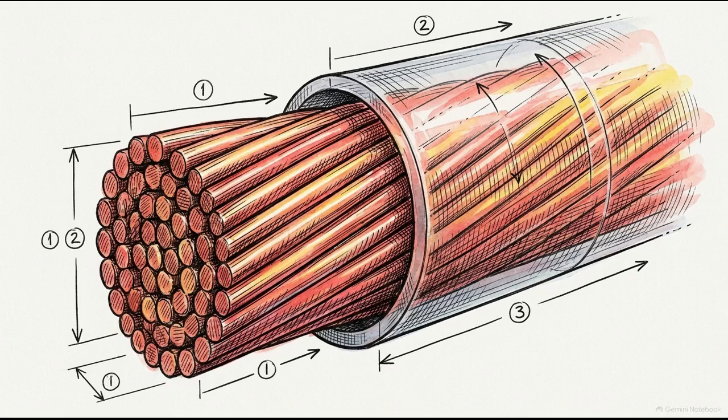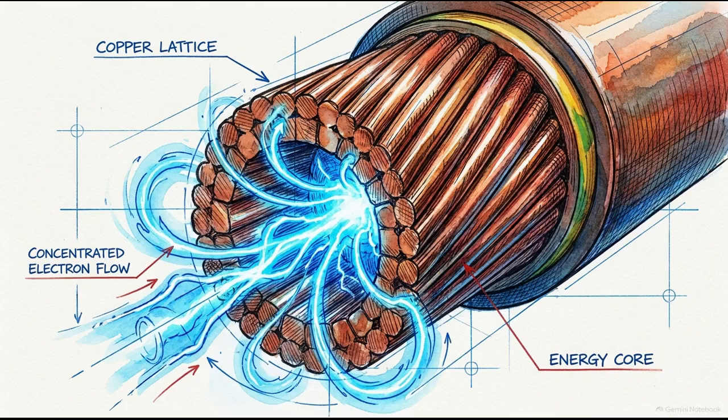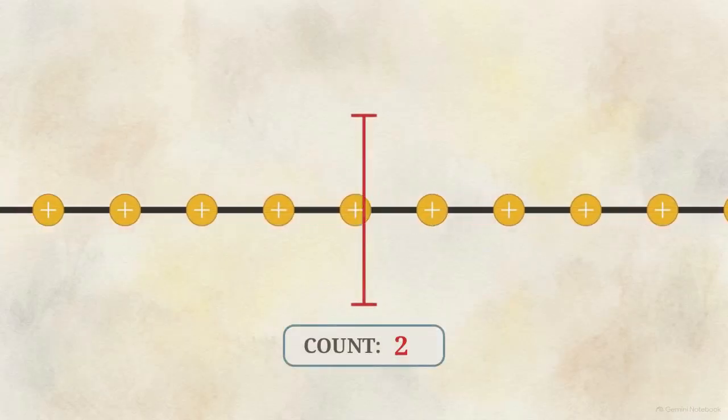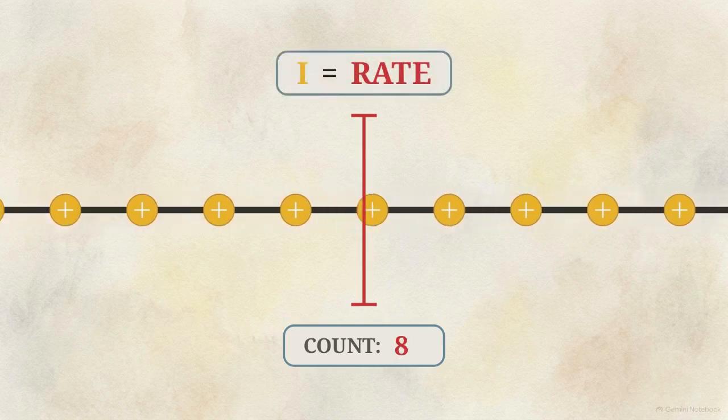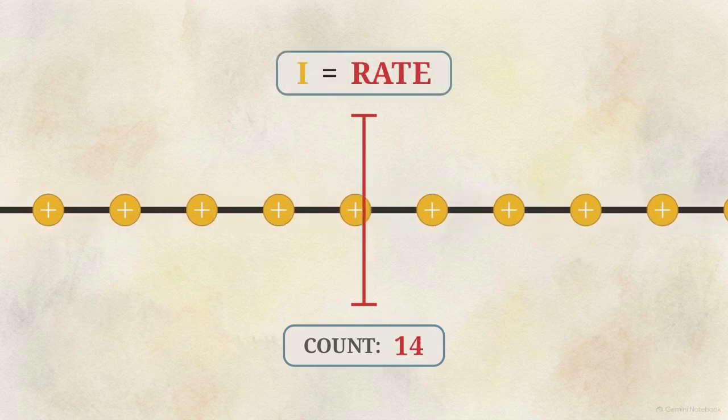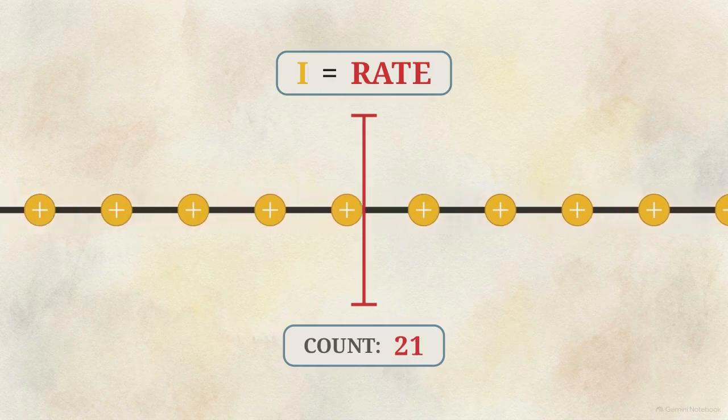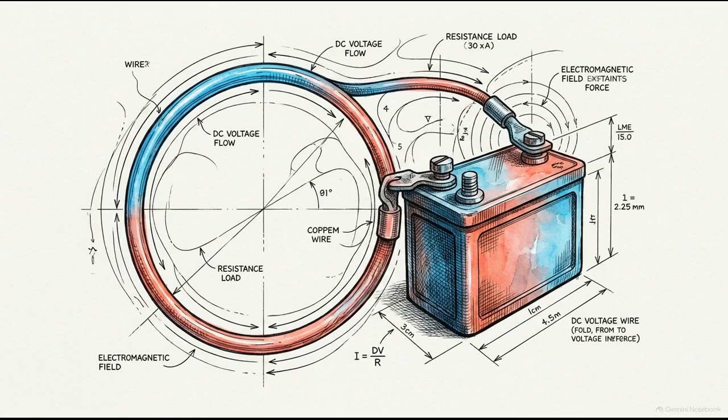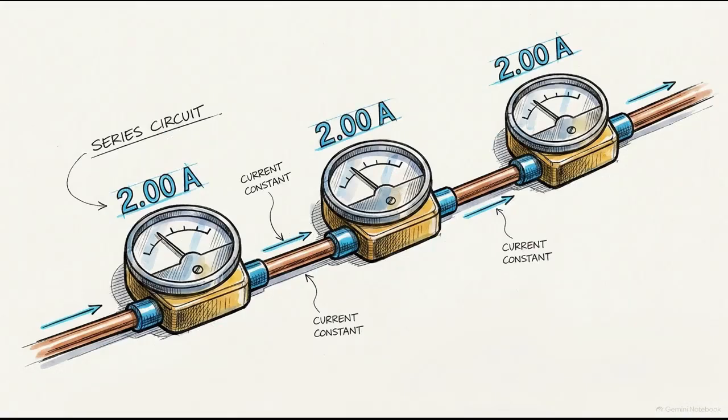The current flowing out of the DC voltage source is exactly the same flowing through the first, second, and third component. Mathematically, we express this as total current equals the current at point 1, point 2, and point 3. The physical reality is that charge cannot magically accumulate inside a resistor, nor can it leak out of a closed loop. What goes in must come out at the exact same rate.